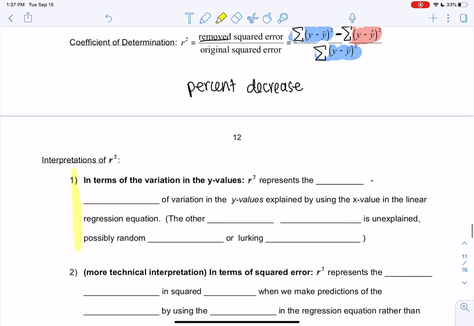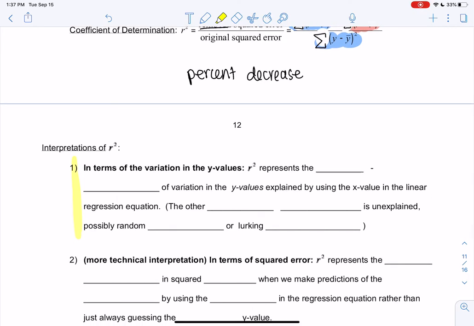But the way I interpret r squared is it's the r squared percent. So r squared times 100%, because it's in decimal form, of the variation in the y values is explained by using the x value in the linear equation. So it's a little weird. When we do a real example, it'll make sense.